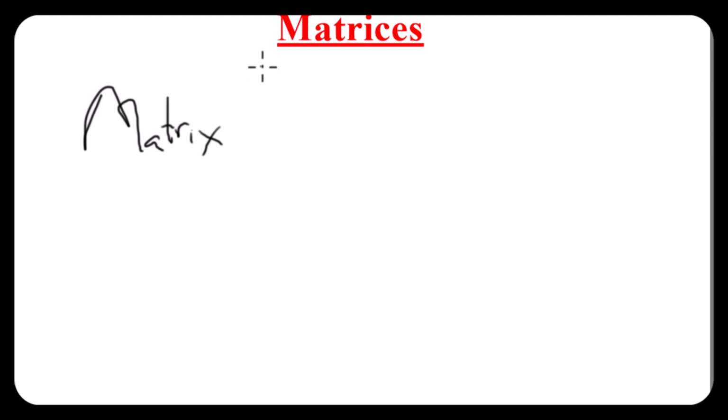A matrix is simply a rectangular arrangement of numbers, symbols, or expressions arranged in rows and columns. So when we decide to arrange numbers, symbols, or expressions in rows and columns, then we're talking about a matrix. Now, just like sets, when naming matrices, we name them with capital letters. So let's say I have matrix A. From our definition, a matrix is the rectangular arrangement of numbers, symbols, or expressions in rows and columns. So let's say I have something like this.